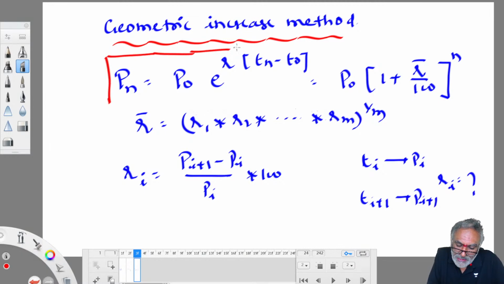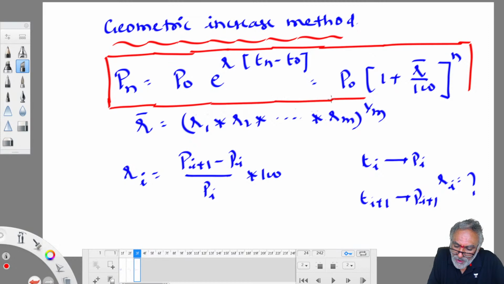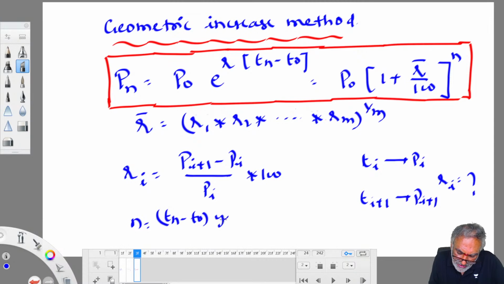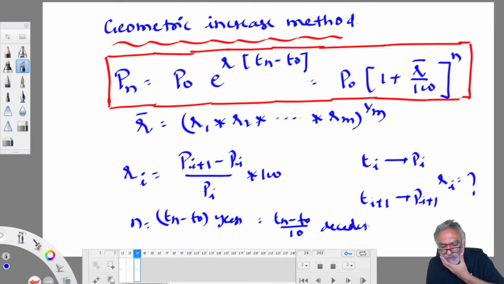So when R is given, the percentage increase, which is assumed to be constant, we use this expression. If R is not given, then past population data is given, and we generate the R bar value. R bar and Rn are one and the same. So the n value stays the same. n is equal to Tn minus T naught in terms of years. In terms of decades, you work out Tn minus T naught by 10 decades. This is how we work out future population by the geometric increase method.